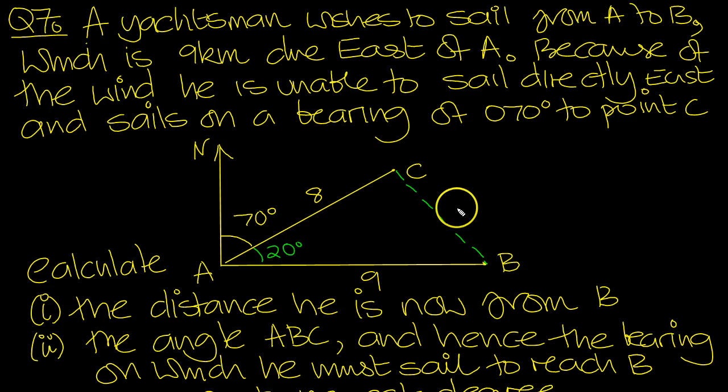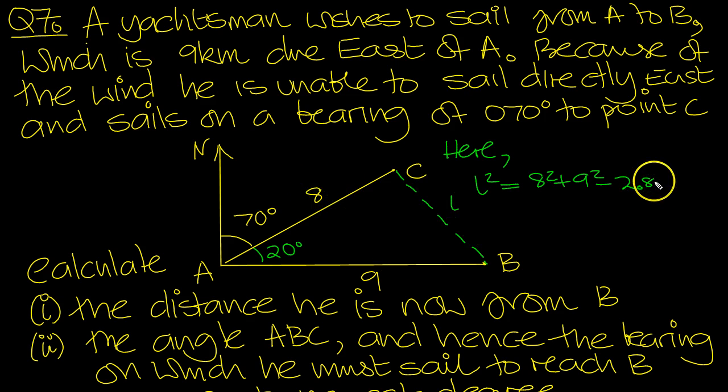We can use the cosine rule, can't we? We'll call it length L. We've got two sides and the included angle, and the side opposite, so it's the cosine rule. So I'll put the workings up here to start with. L squared is equal to this squared plus this squared, minus 2 times the 8 times 9 times cosine of the included angle, which is 20 degrees. That was 20 degrees because this was a right angle here, so they added up to 90.